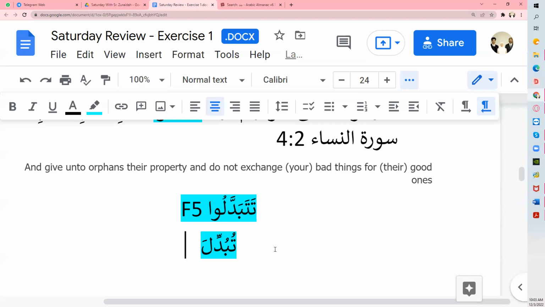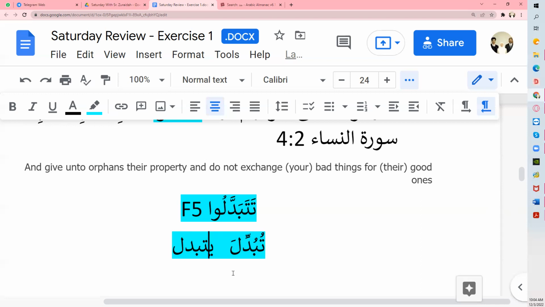So now the mudhari', what would it be? I just put in the letters for you. You let me know the harakat. Yatabaddalu, because this is here. Yatazakkaru, oh, mashallah. Wrong. This is what happens when you switch back and forth. Okay. Yatabaddalu. Yatabaddalu is the active, the passive is Yutabaddalu.